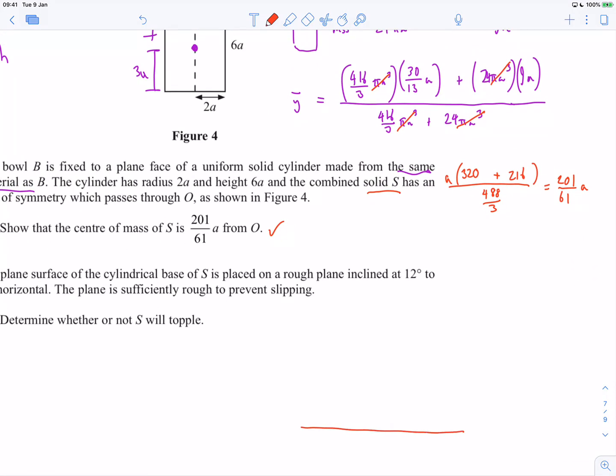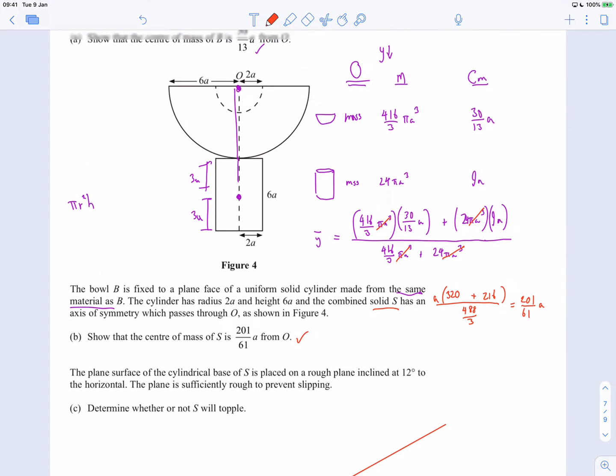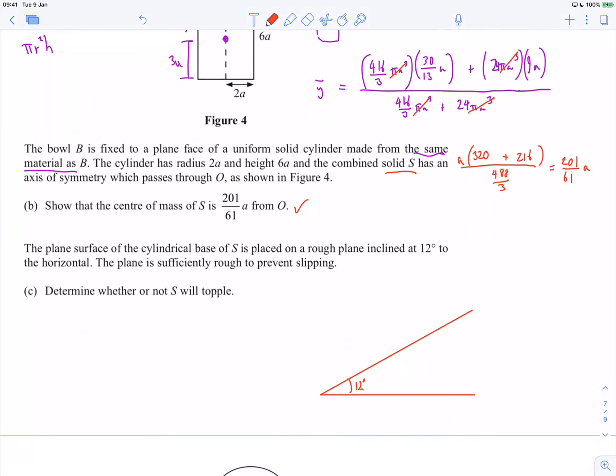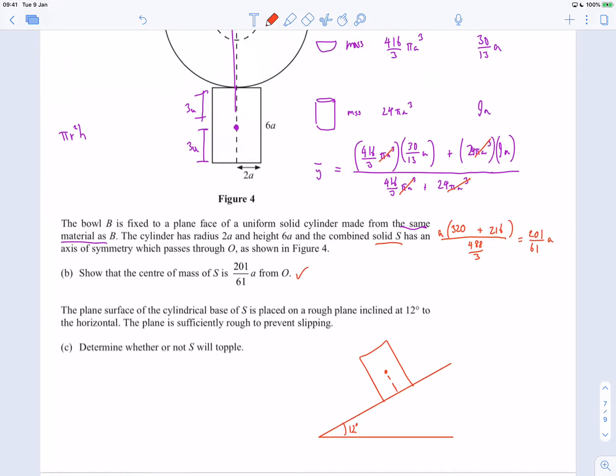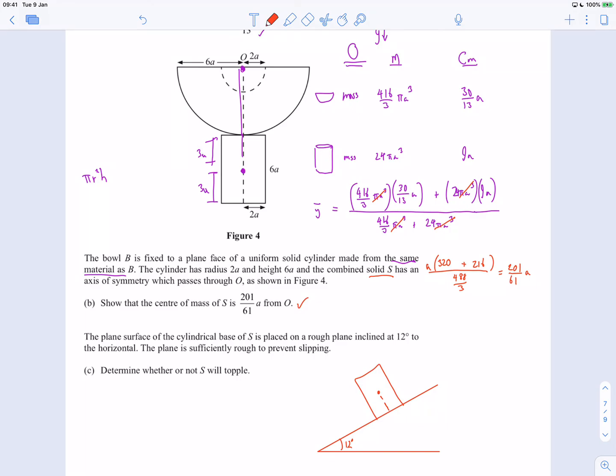So here you go. Here's my plane, and this is 12 degrees. Well, let's say I don't draw this shape accurately. Let's just say it's represented by a box like that. The centre of mass is acting somewhere there, and I know what this height is, or rather, I know what that height is now actually from the bottom. It's quite easy.